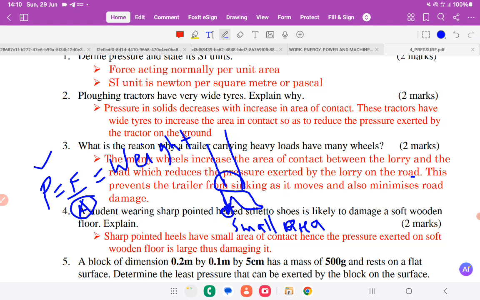So a very sharp heel of the shoe means it will provide a very small area of contact. Okay, so this small area of contact will lead to dividing the constant weight of the girl by a very small area. So when you divide a big number by a small number, the result is a high value of pressure.